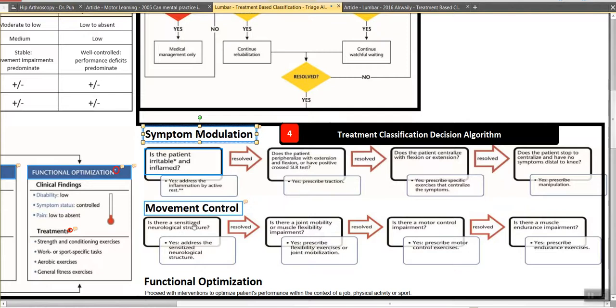And at this time, if yes, then you would address the sensitization of the neurological structures. Otherwise, you would progress through each of these components. It should be noted that the functional optimization group is open-ended. This will be more individualized, and you'll get more specifics on this within the lumbar intervention lecture specifically.